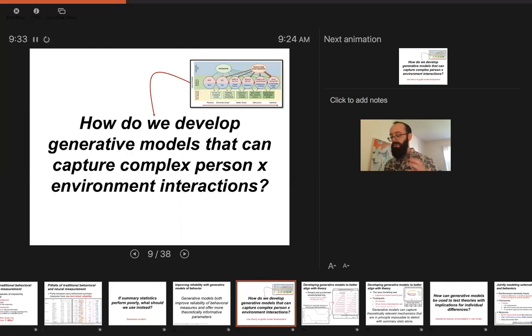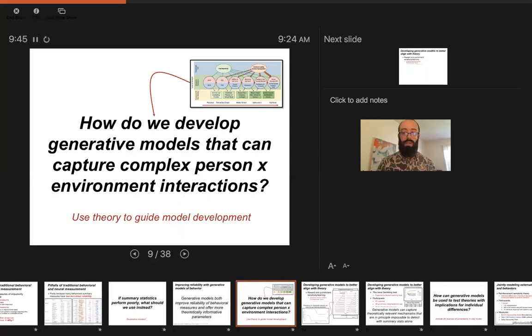And so that's rather complex. And what I just talked about was this simple task where you press a button on a screen, right? And so then how can we actually use some of these models to capture more complex person by environment interactions, which are really important for understanding externalizing psychopathology? And what I suggest is that we should use theory to guide model development.